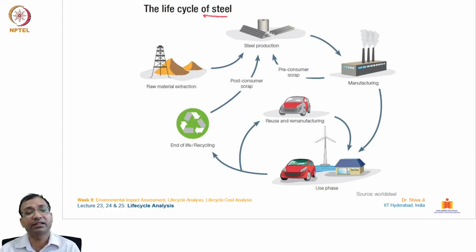This is a schematic diagram which shows that it starts from the extraction of the raw material, extraction of the ore from the mines. There are iron mines in different places in our country, like the states of Chhattisgarh, Jharkhand, and Odisha, which are the major suppliers of iron ores and minerals.